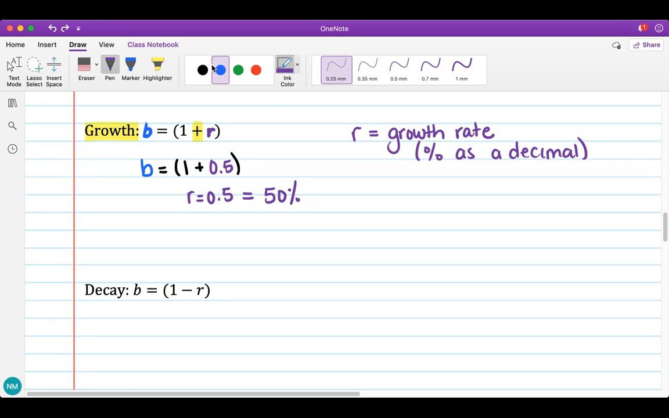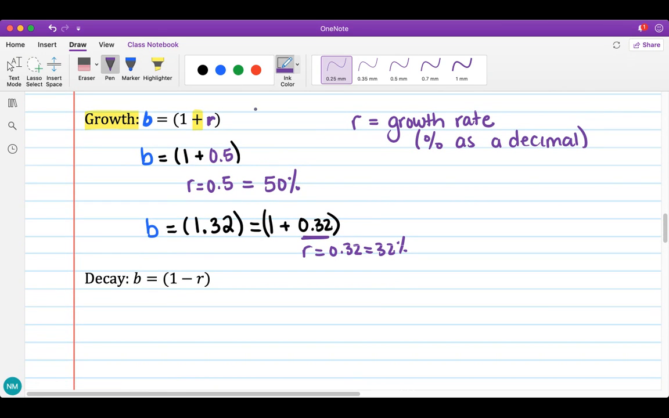So 1 plus 0.5. Another example, if I have B equals 1.32. So now I have to ask myself, okay, what is this saying? This is 1 plus what? This is to the x. These are both to the x. But this is just for B, so the x is not important. So 1 plus 0.32. And what is 0.32? R is equal to 0.32, which is 32%. This is growing at a rate of 32%.